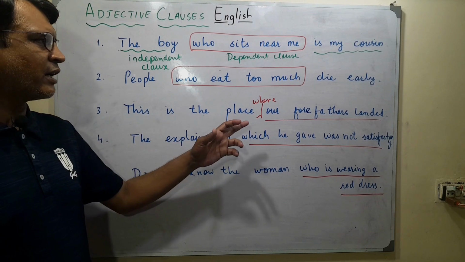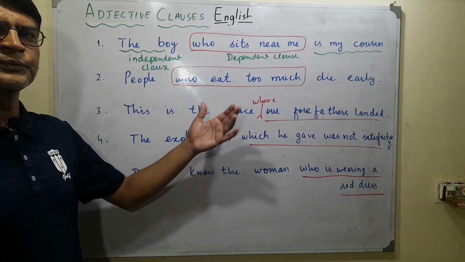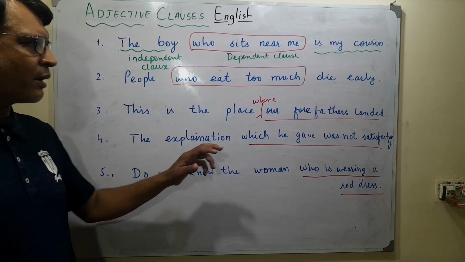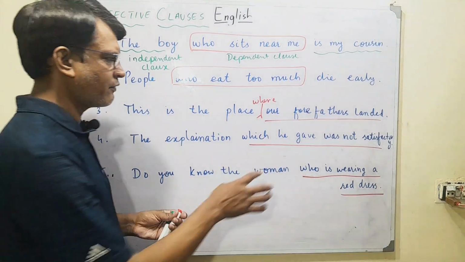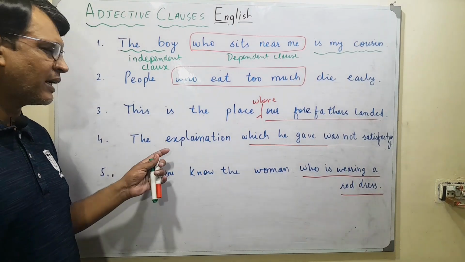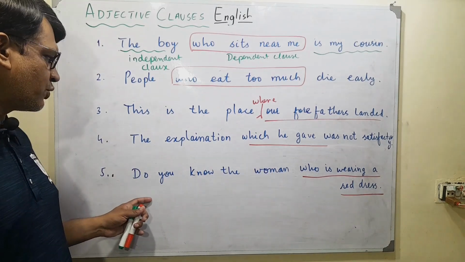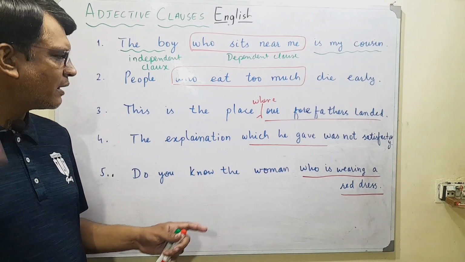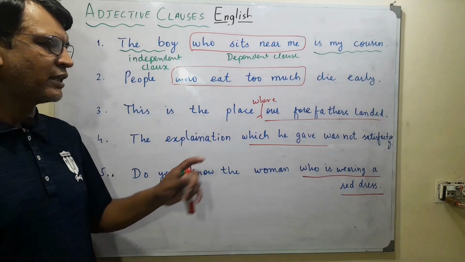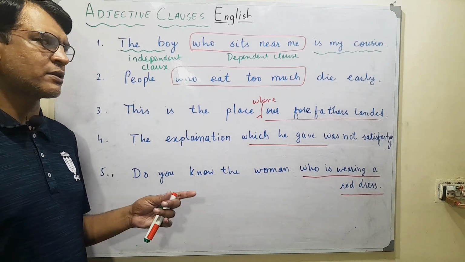This is the place where our forefathers landed. So "this is the place" is the independent clause. "Where our forefathers landed" is the dependent clause. The explanation was not satisfactory, sorry, the explanation was not satisfactory. That is an independent clause, and "which he gave" is a dependent clause. Do you know the woman who is wearing a red sari? "Do you know the woman" is an independent clause. "Who is wearing a red sari" or red dress is a dependent clause.